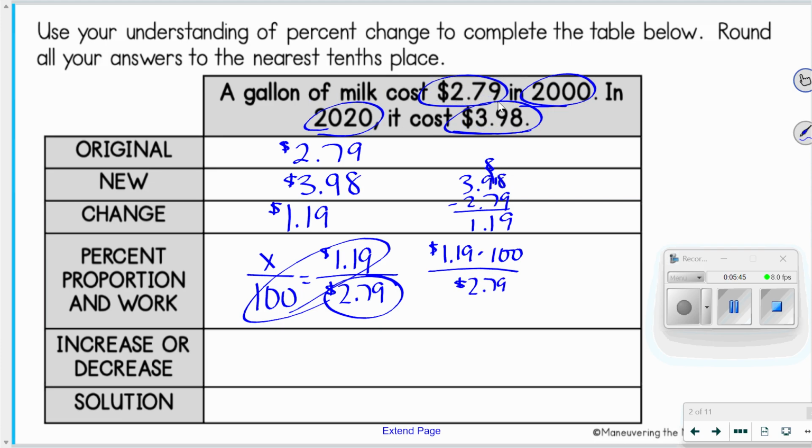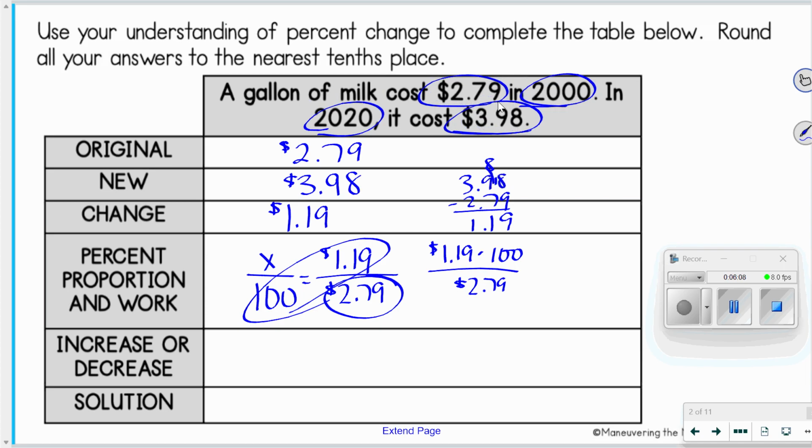Do I see any easy reductions? Actually, two. You do? I mean, actually one, sorry. You do? What one? 2.79 and 100. That's not easy. He said easier. How? How are you going to reduce it?